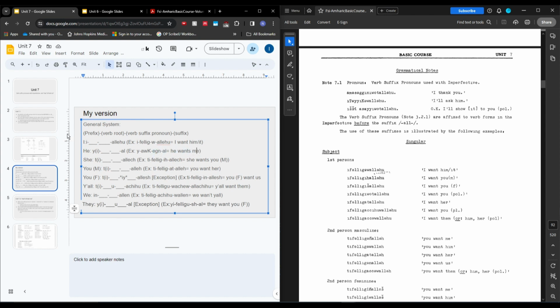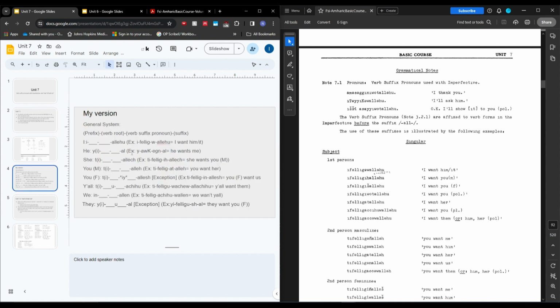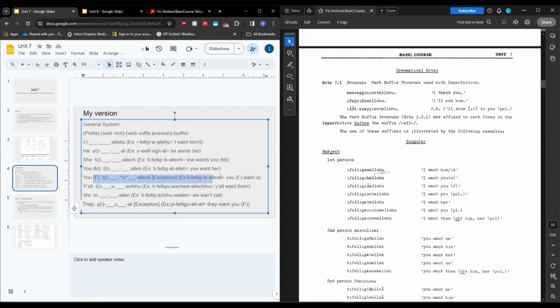So this kind of goes back to what I was saying before, where the verb suffix pronoun indicates who is having the action done towards or at. The main subject of the verb is indicated by the prefix and suffix together. The sentence will start with the main subject doing whatever, and then that action will be directed towards the verb suffix pronoun. The notable exceptions are you female, of course.